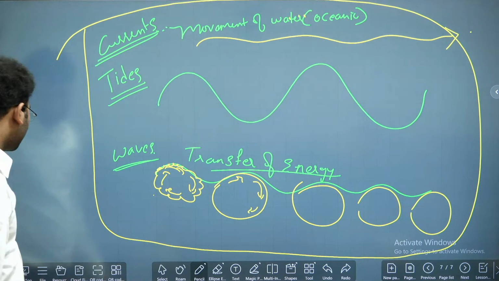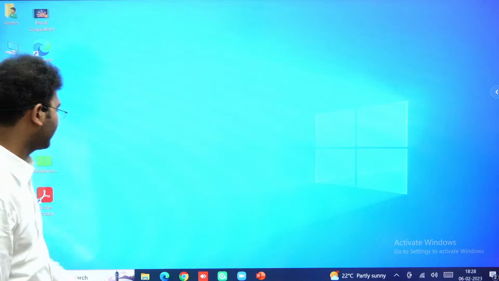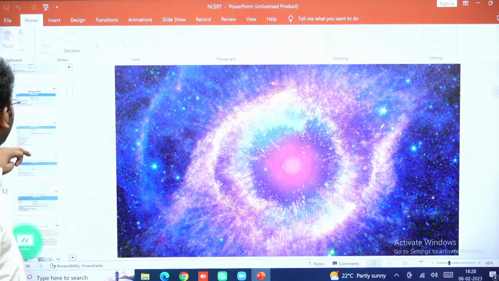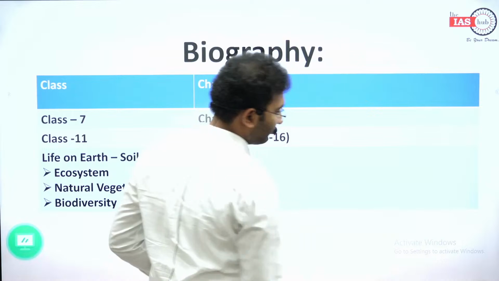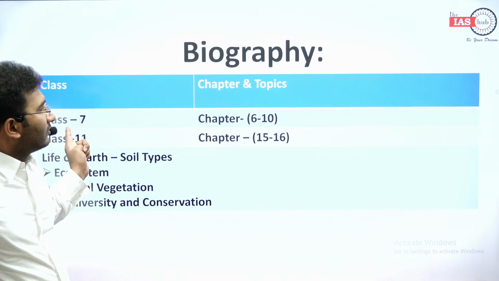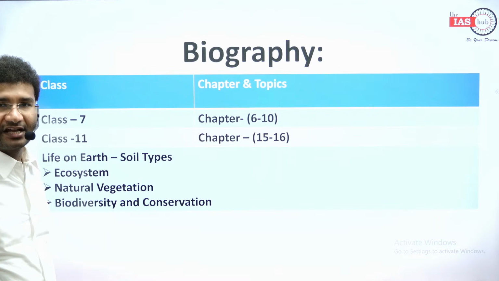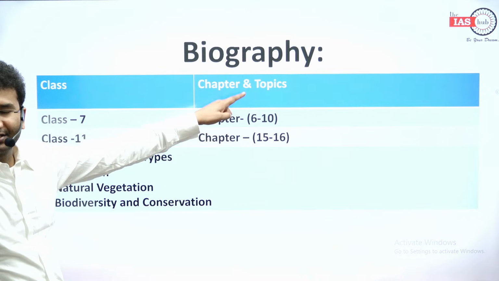Next, coming to our next chapters, that is biogeography. In biogeography, you will be studying about the soils and the vegetation. Okay? In the soils and vegetation, class 7, chapter 6 से chapter 10 पढ़ो.